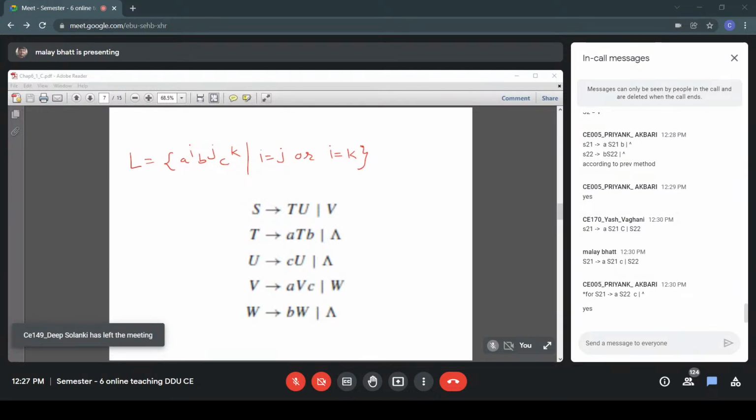You cannot apply this rule several times. You can apply it only once. So what Yash has written, that is the correct thing. S21 gives A S21 C or S22. And for non-terminals, we are always using capital letters. Right? Keep in mind that for non-terminals, that is a common rule. We always have to use capital letters with a suffix if required.